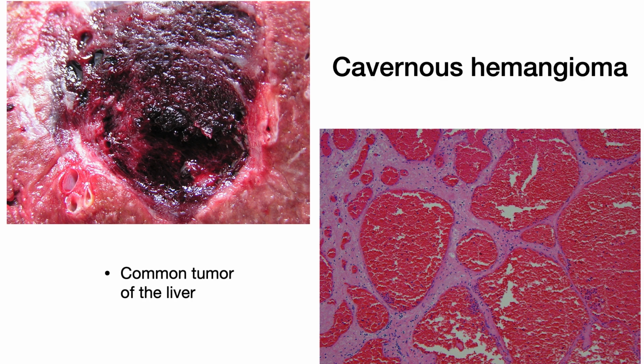The top left is what it looks like grossly, and if you push down, it would be spongy because it's basically mostly just red blood cells with little intervening tissue. And then to the right of it shows what it looks like microscopically.